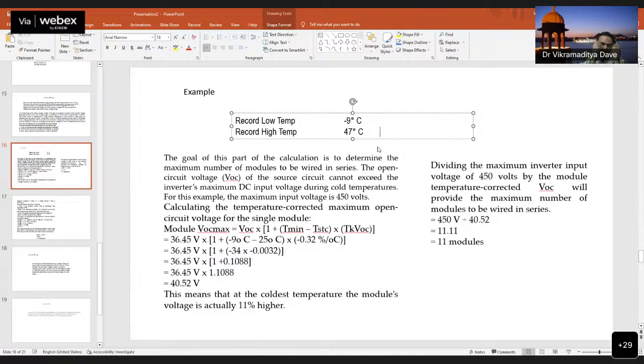Because most of the things will get dissipated in the form of heat, sir. So it will be affected by the voltage. Silicon will be affected by the voltage. It is being developed due to the ambient temperature.